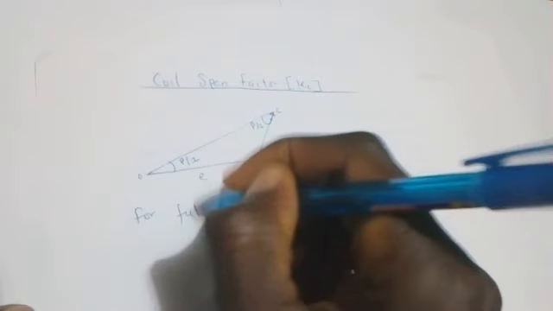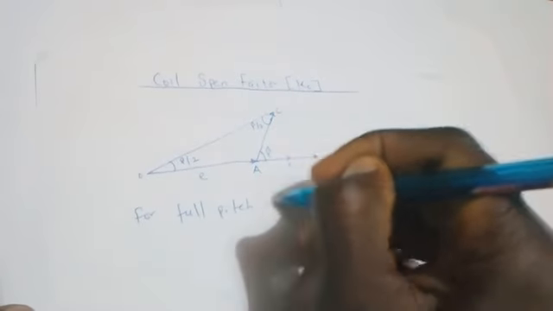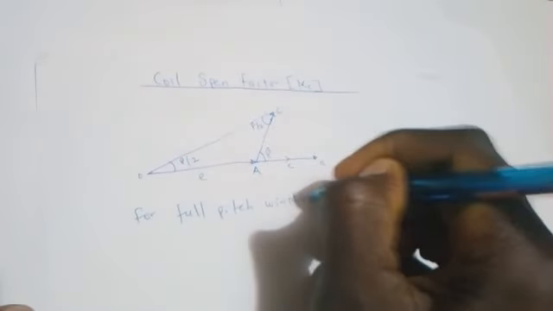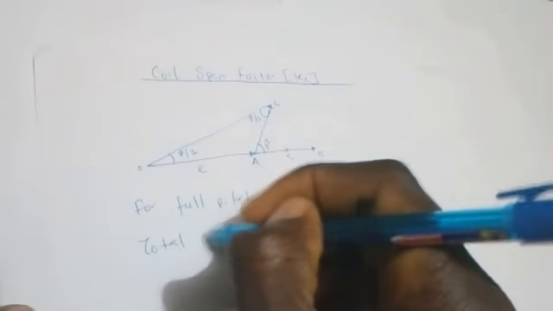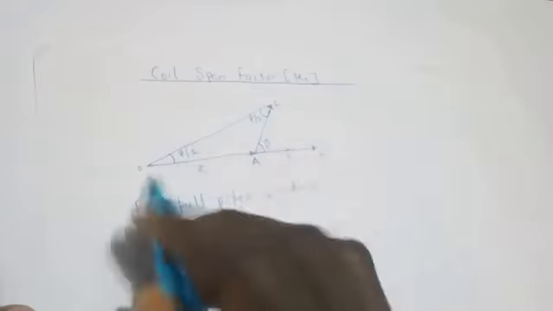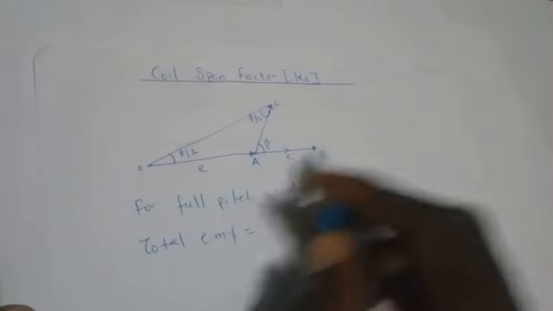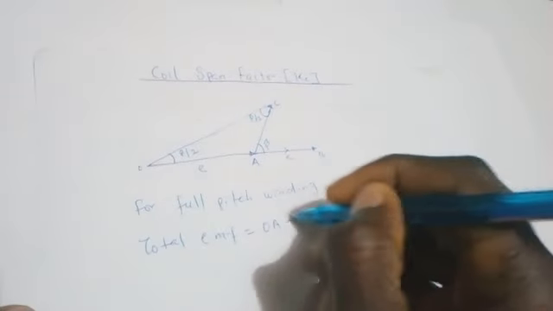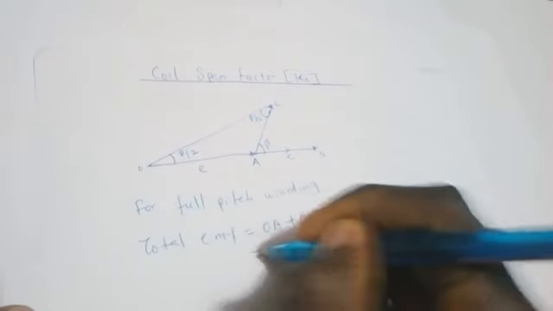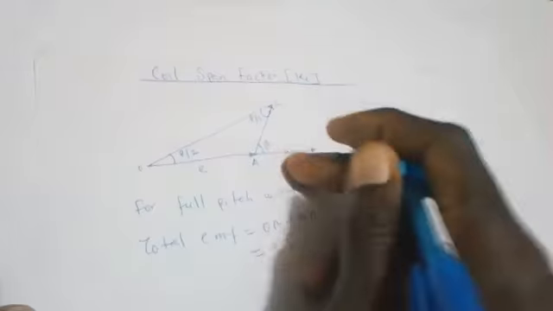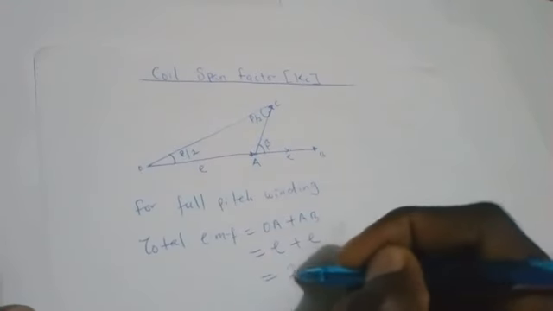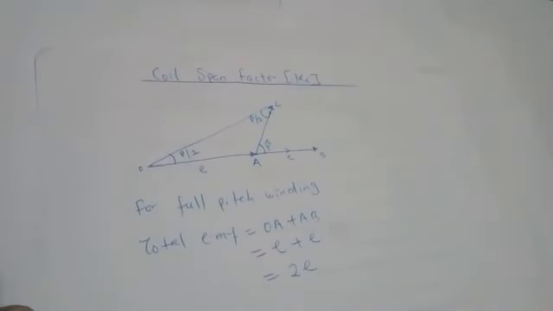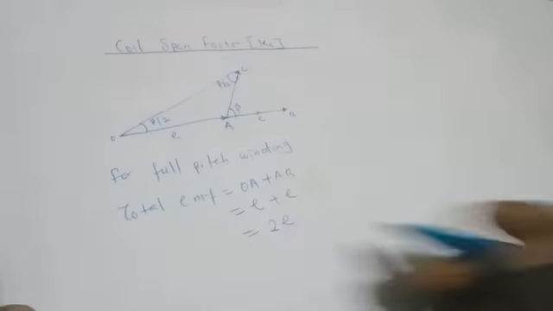Now, to commence, we find the total EMF for full pitch winding. For a full pitch winding, total EMF is OA plus AB. And OA is E. The voltage here also is plus E. And total EMF equals 2E. Very good.